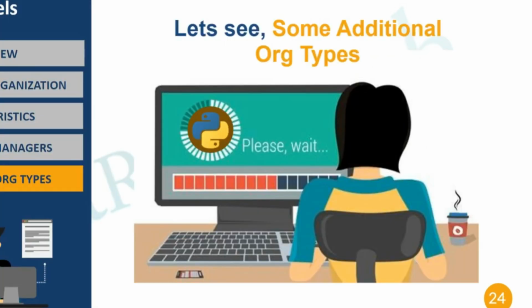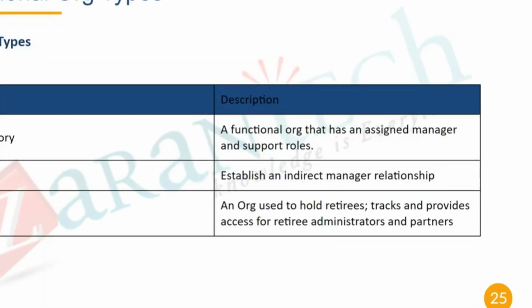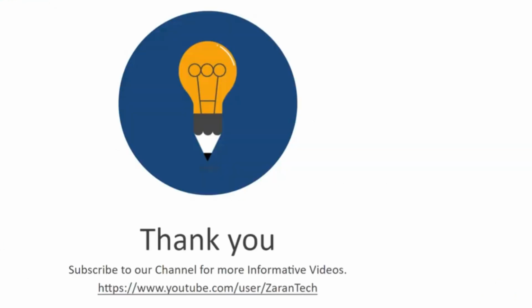Finally, let's briefly cover some additional organization types and hierarchies. Some other organization types include Matrix, establishes indirect manager relationships. Retiree, holds retirees and provides admin access. And that concludes our overview of Workday organization models.